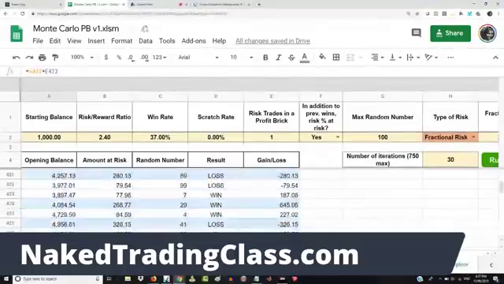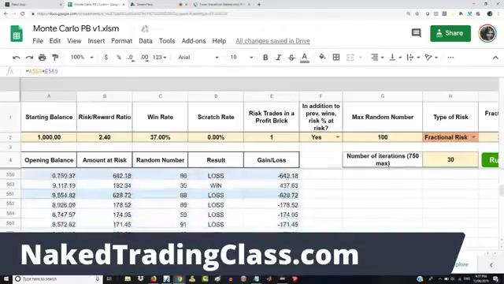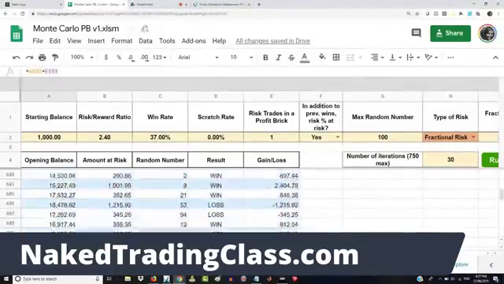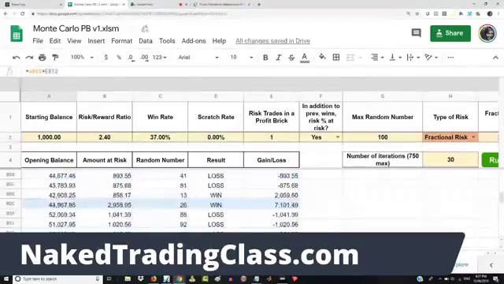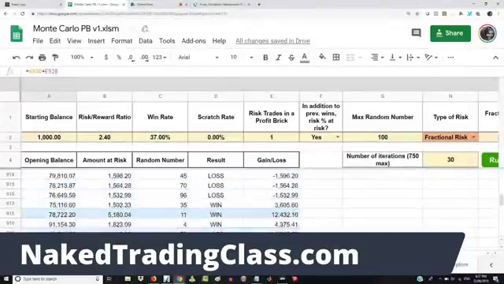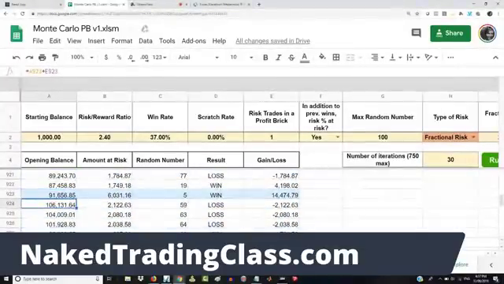What will typically happen is that eventually it'll just take off. Here we go. After 700 trades, I'm up to 50 grand. 80 grand, 800 trades. 900 trades, we're at 70. Still haven't broken out. Oh, there we go. We got 100,000 after 924 trades.